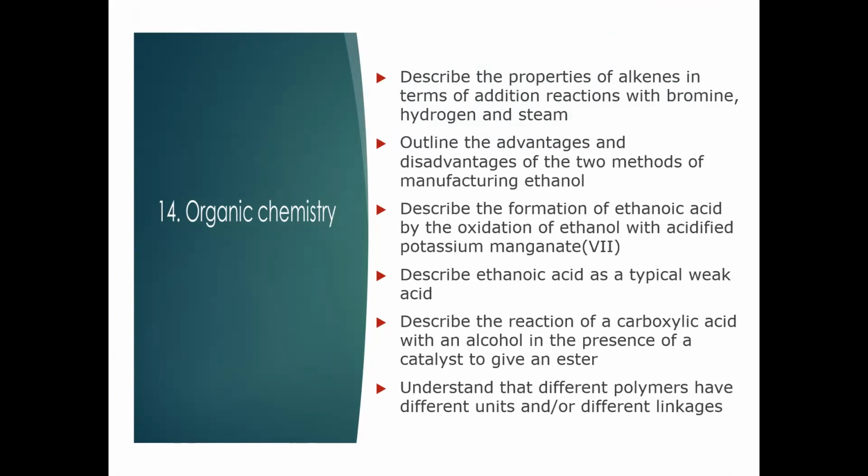Describe the formation of ethanoic acid by the oxidation of ethanol with acidified potassium manganate 7. Describe ethanoic acid as a typical weak acid. Describe the reaction of a carboxylic acid with an alcohol in the presence of a catalyst to give an ester. Understand that different polymers have different units or different linkages.